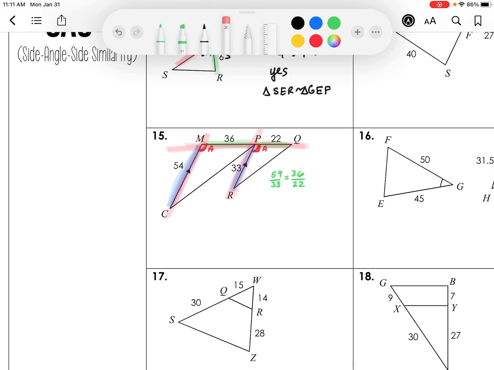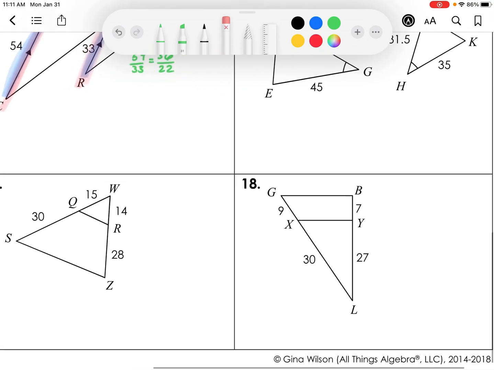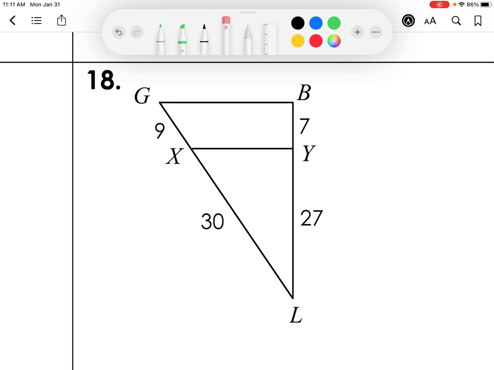And our last example for today is number 18. Here we have, again, a smaller triangle, and then we have a larger triangle. And whenever that happens, we will have vertical angles being congruent, or not vertical, I'm sorry, a reflexive angle right here. Next, we need sides in proportion. We have a side here, the 30 matches up with the whole thing.